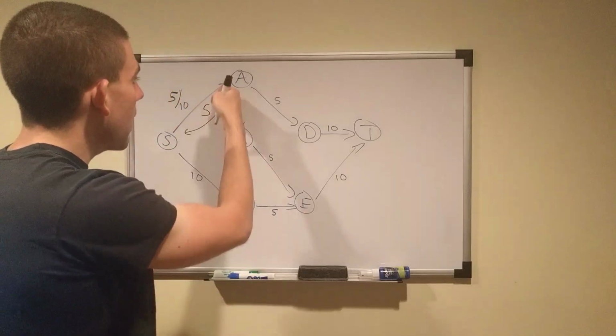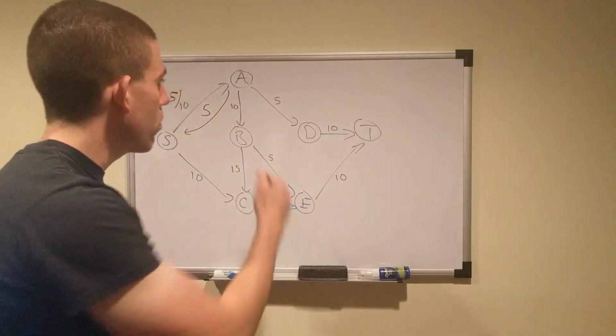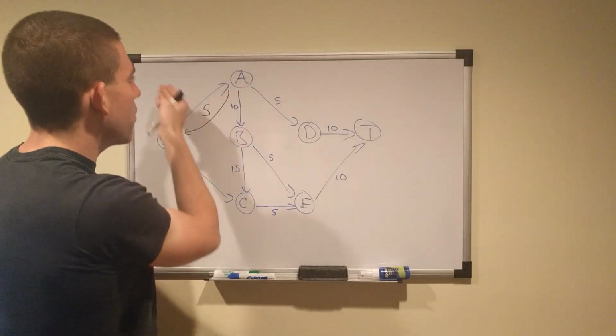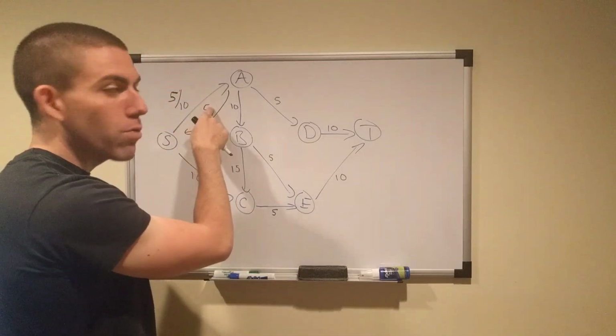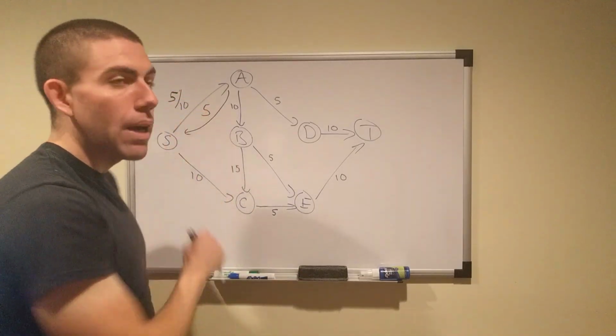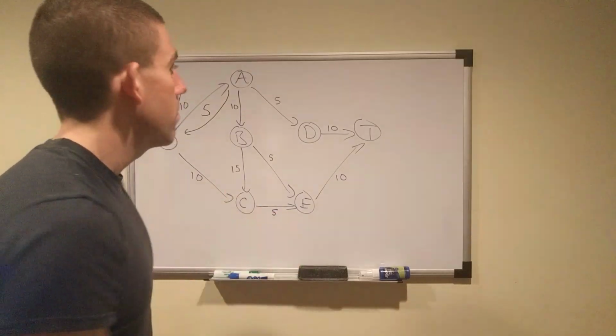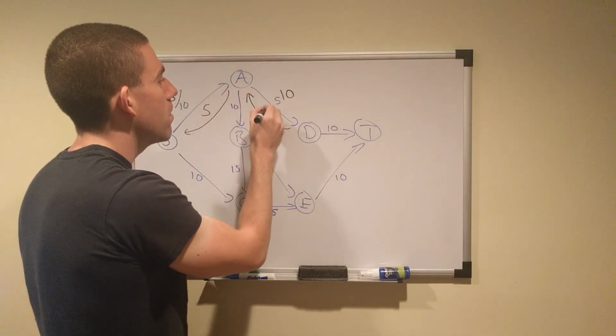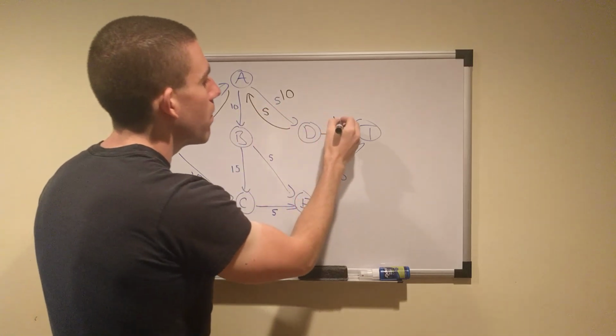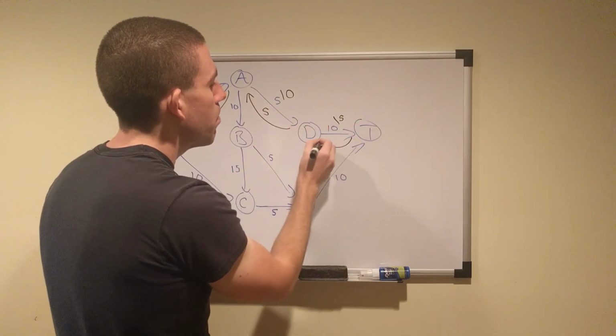These back edges essentially allow us to traverse backward, putting capacity back into the edge. So it would just work the same way. We would subtract whatever we send from here and add it back over here. And now we have 0 left here because we sent 5. And now we have 5 left here because we sent 5.